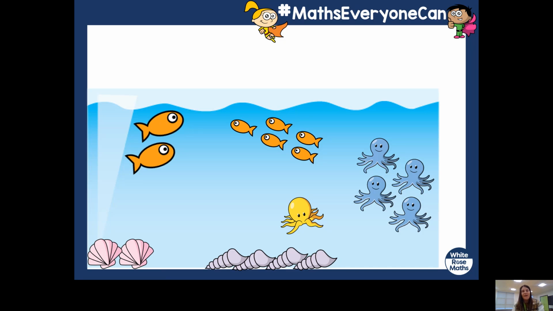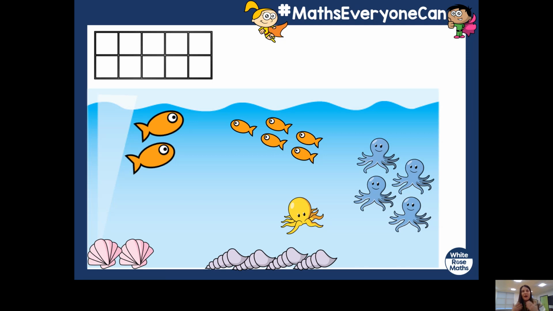Now today we are going to be exploring combining two groups. To help us explore combining two groups, I have got an under the sea picture. First of all, I would like you to look at the fish. There are some large fish and there are some smaller fish. So I would like you to look at the fish. What can you see? Now, to help us count all the fish, we are going to use the tens frame. So, first of all, I'd like you to tell me how many large fish can you spot and count? So only the large fish.